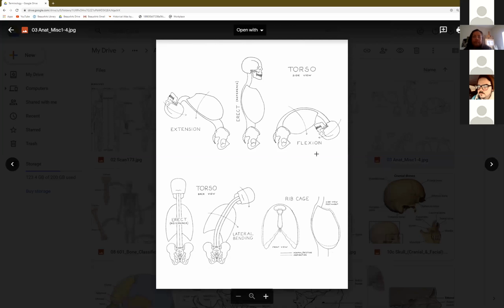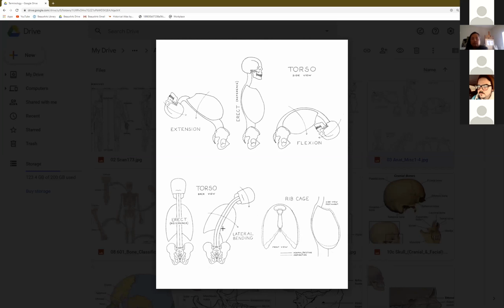So here are some examples with the torso of extension and flexion. Flexion is basically contraction, so where things come together. Extension is where things expand. So where it says extension, it's referencing the front side of the body, but it would be flexion on the back side of the body. So there's always this complementarity with the body. If one side is in flexion, the other side is in extension. Erect suggests neutrality.